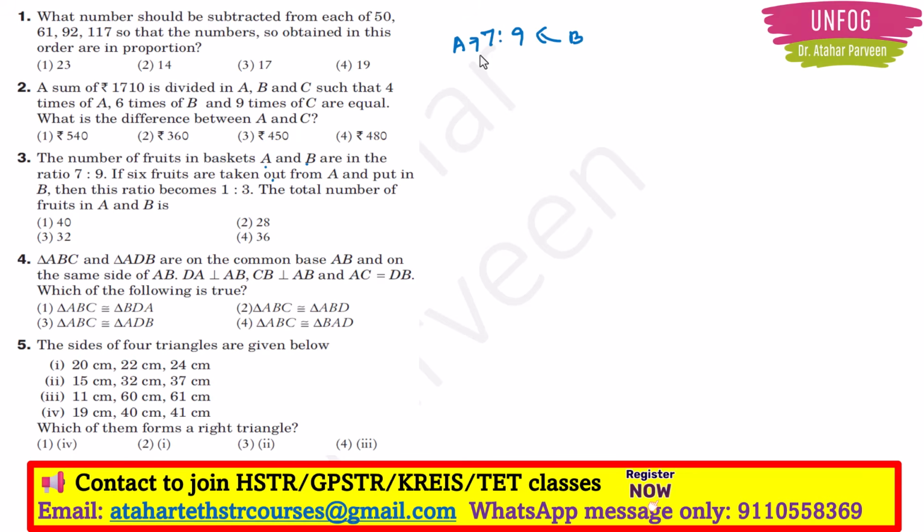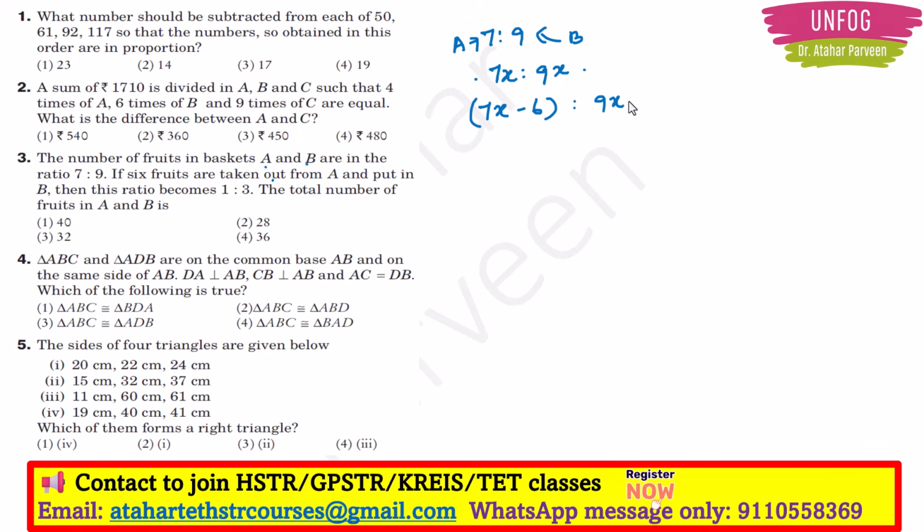So let us first consider that some x is there here. So that every time we write like this for ratio, right? 7x, 9x. Now this is in A and this is in B. Now as per the question, 6 fruits are taken out from A. Means from 7x, 6 fruits are taken out. And it is put into basket B, right?